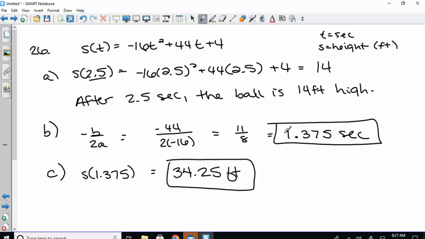Do we have to write a sentence for that? You do not. I would appreciate labels, you know, seconds, feet, but the only time I'm going to require a full sentence is if I ask you to interpret it.